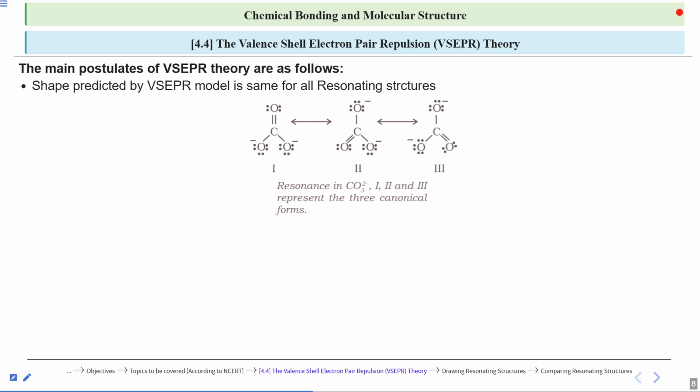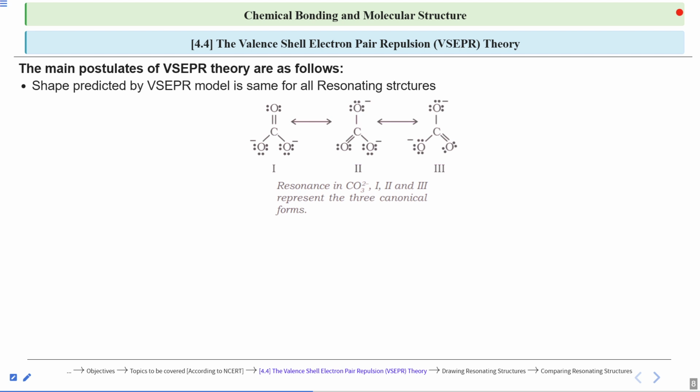They are figured as 1, 2 and 3. But if you look at the shape for each of these, then all of them have the same shape. And I guess it is quite clear from the diagram. So we can say that VSEPR theory is not differentiating between the resonating structures. It is giving the same shape for all of these three resonating structures, which are named as 1, 2 and 3.